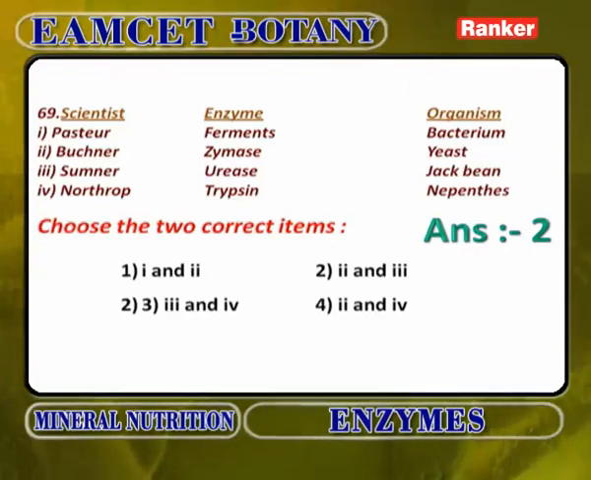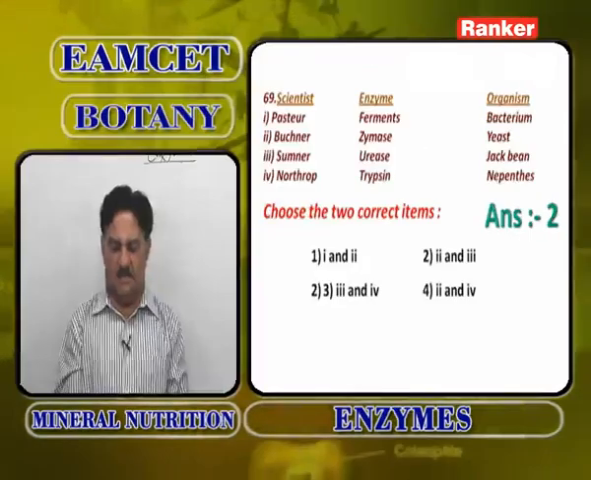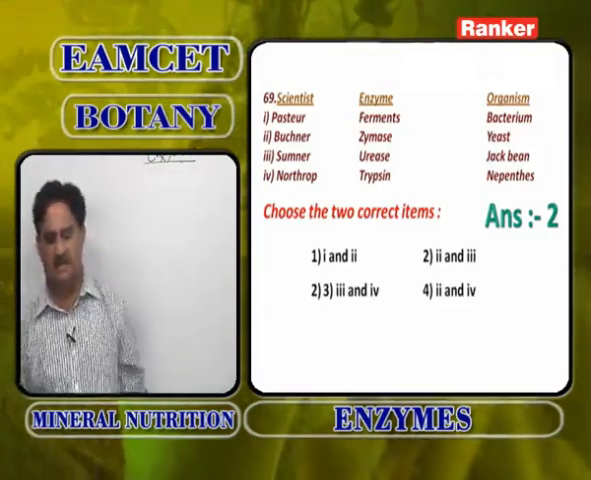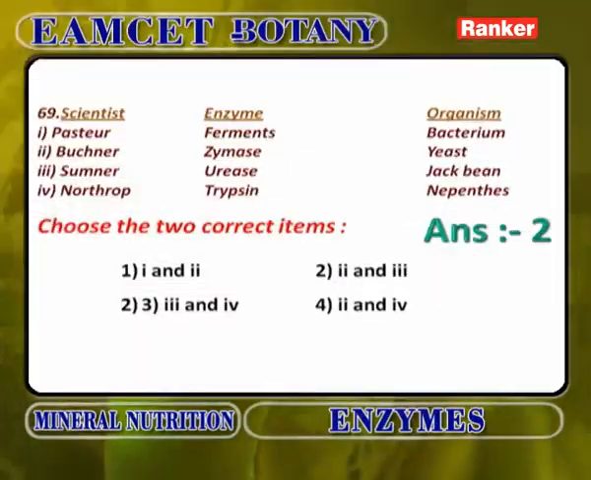So here the correct items are Buchner, zymase, yeast cells, and Sumner, urease, jack bean plants. So, answer is 2.